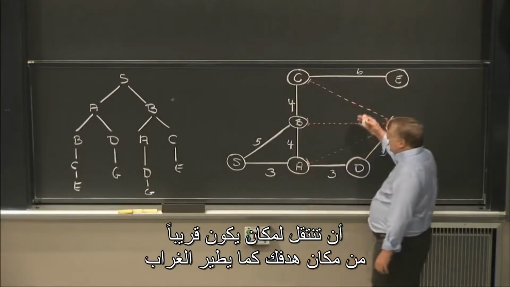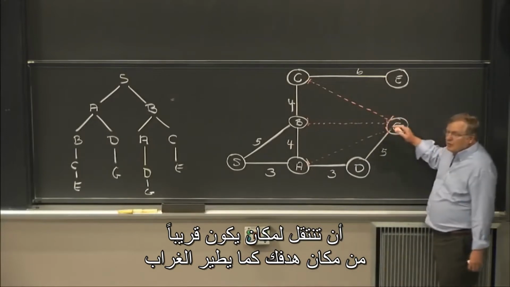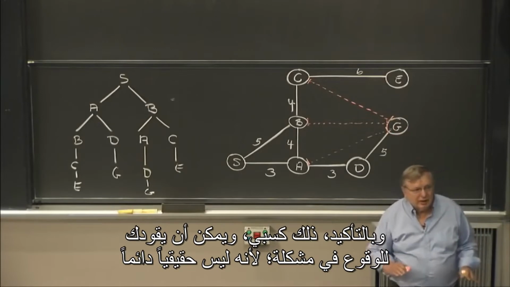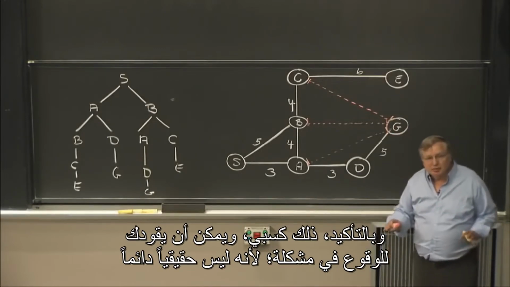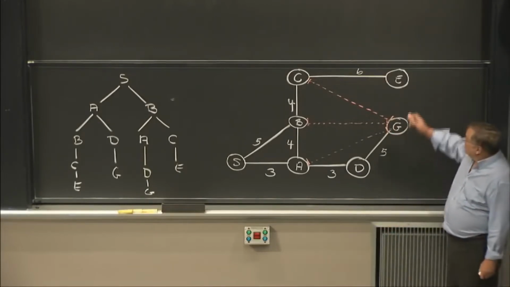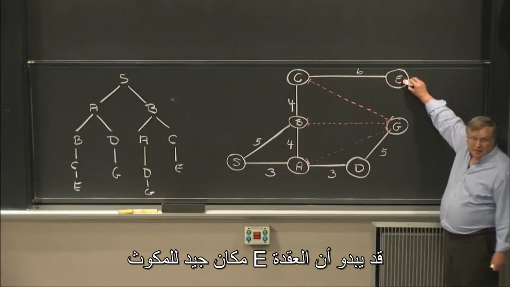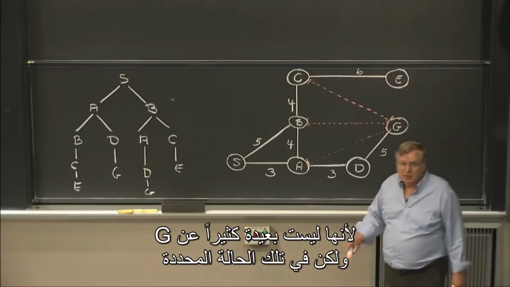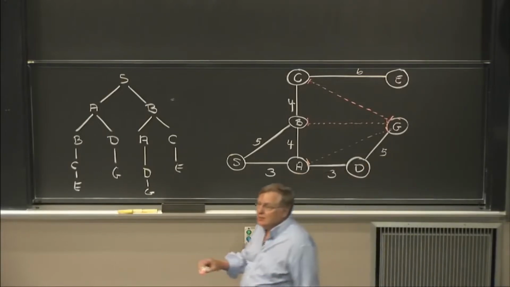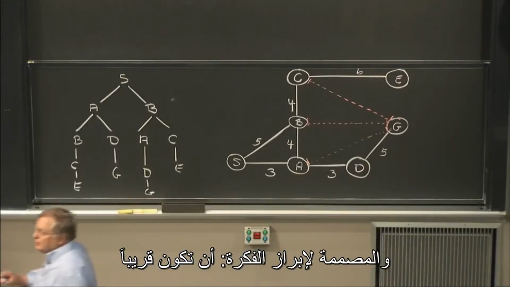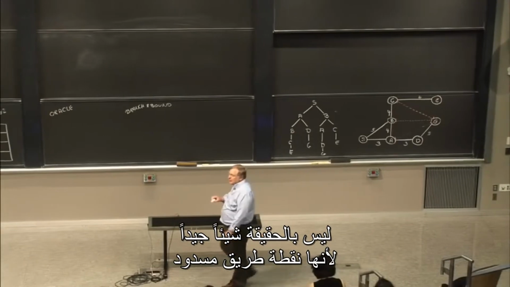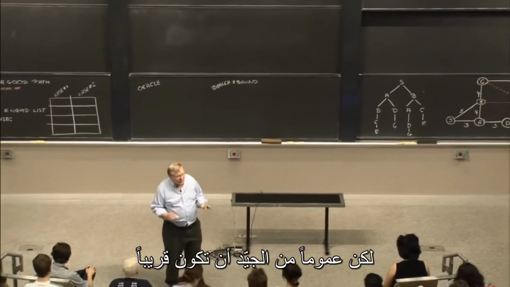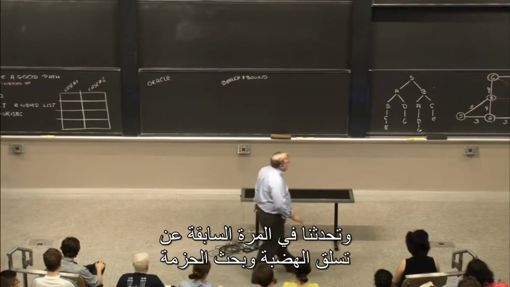So in general, and we discussed last time, it's best to get yourself into a place that's close as the crow flies to your goal. And of course, that's a heuristic, and it can get you in trouble because it's not always true. It would appear that being at node E is a good place to be because it's not very far from G. But in that particular case, designed to illustrate the point, being close is actually not a good thing because it's a dead end.